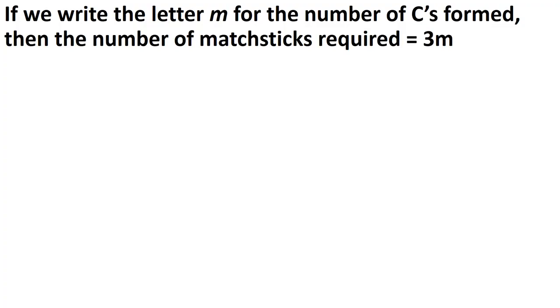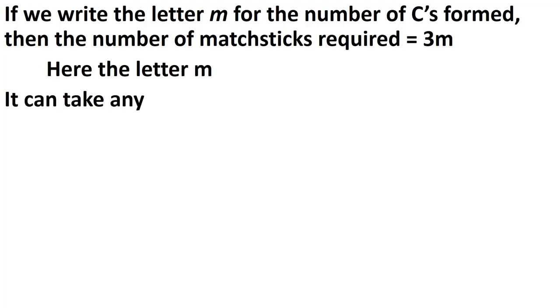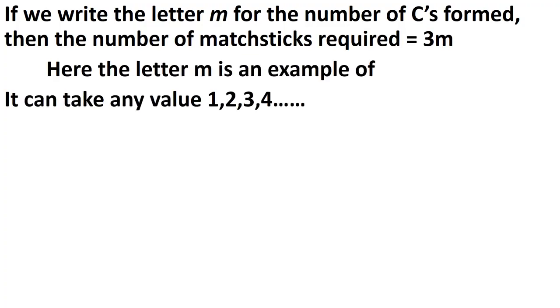Suppose we are making C M number of times. So how many matchsticks are used? It is 3M. From where does this 3 come? It is the number of matchsticks used in 1C. And what is this M? The M is the number of times we are writing C. So it is 3M. Here the letter M is an example of a variable. This I have told you. It can take any value, 1, 2, 3, 4 or any value.